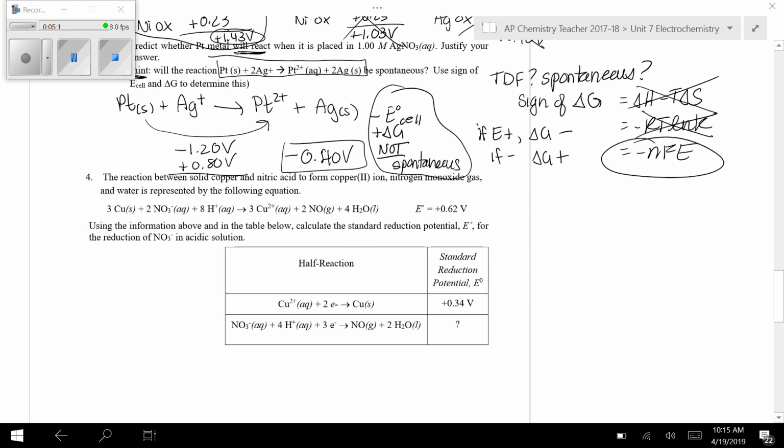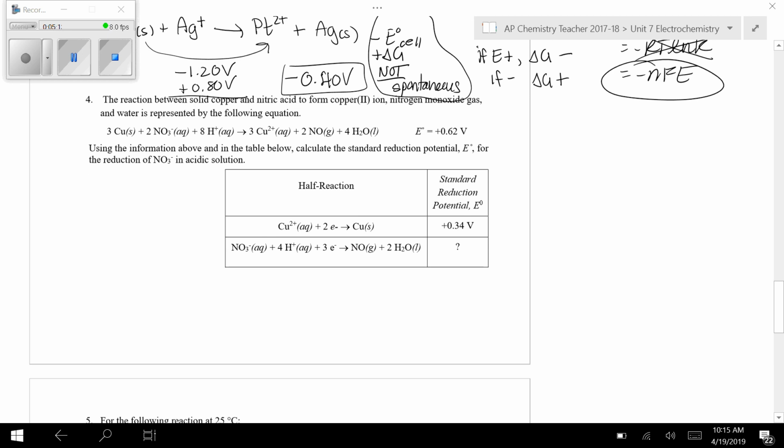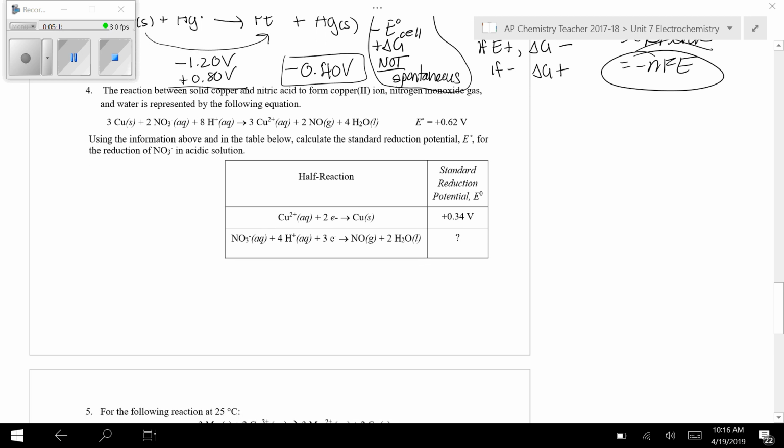Okay, looking at this problem, notice how it is different from the first ones we did, because instead of being given two reduction potentials and being asked to find the overall reaction, you're given one of the potentials and the overall, and you're trying to figure out what the other reduction potential is. And usually we figure out who's being oxidized and who's being reduced by looking at the standard reduction potentials, but we're not given both, so we have to look at what we do know.